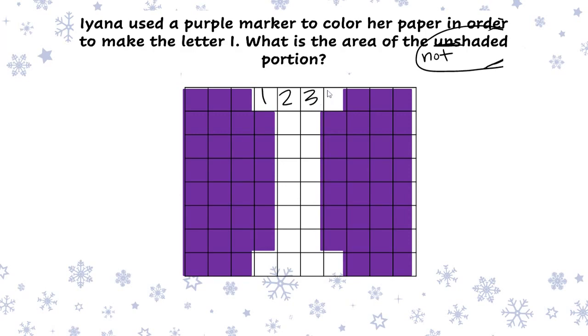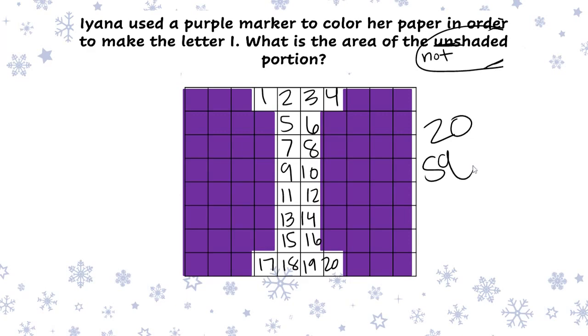1, 2, 3, 4, 5, 6, 7, 8, 9, 10, 11, 12, 13, 14, 15, 16, 17, 18, 19, 20. So the area of this unshaded portion is 20 square units. And once again, this would be what we would call a composite figure. And the reason that this is a composite shape is because it's not a regular shape, not just a square or a rectangle. It's a funky looking one.